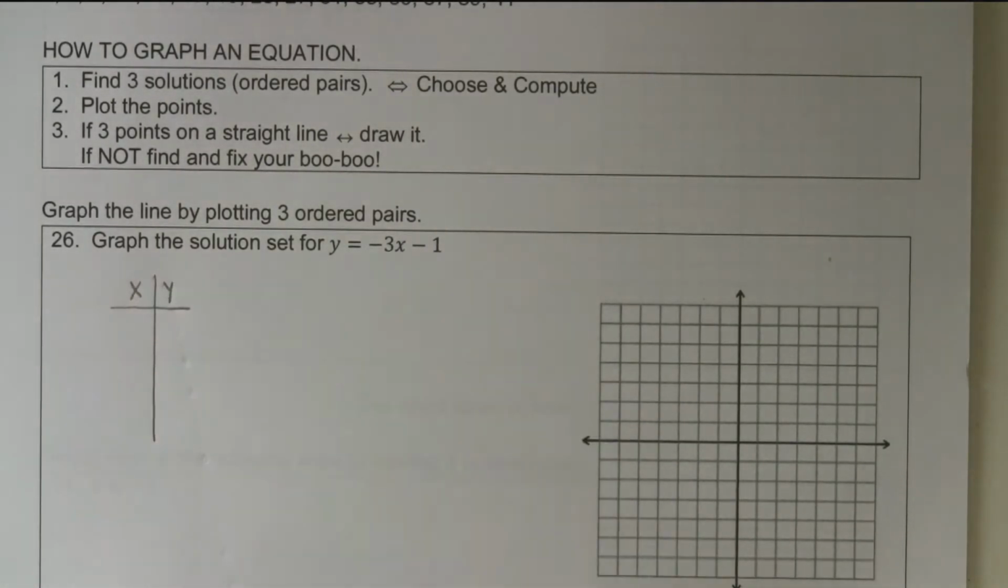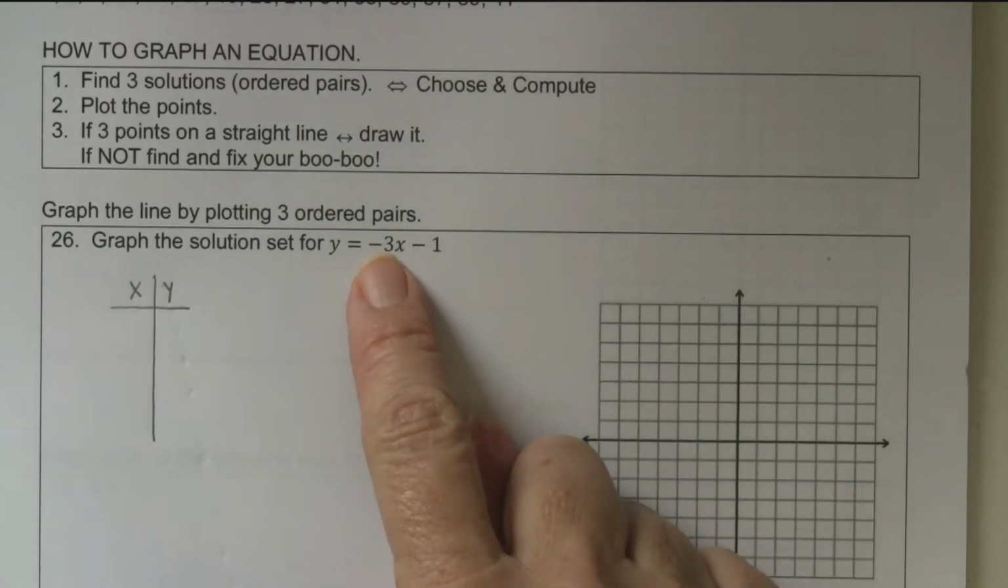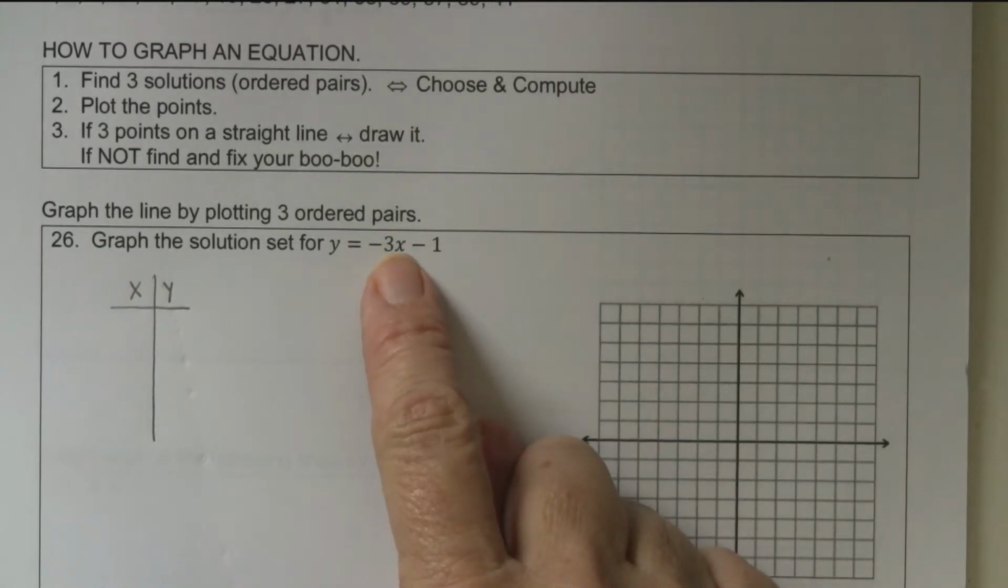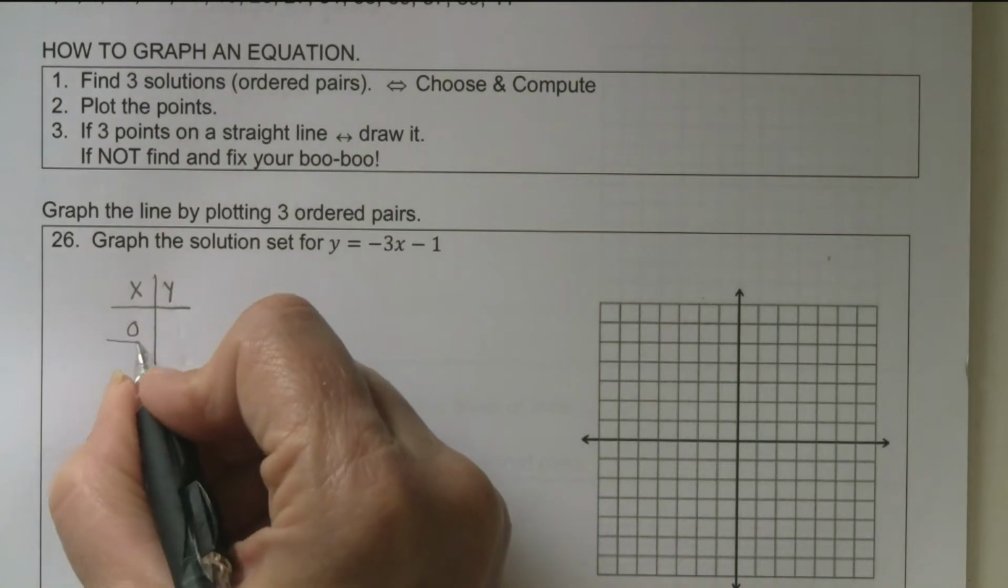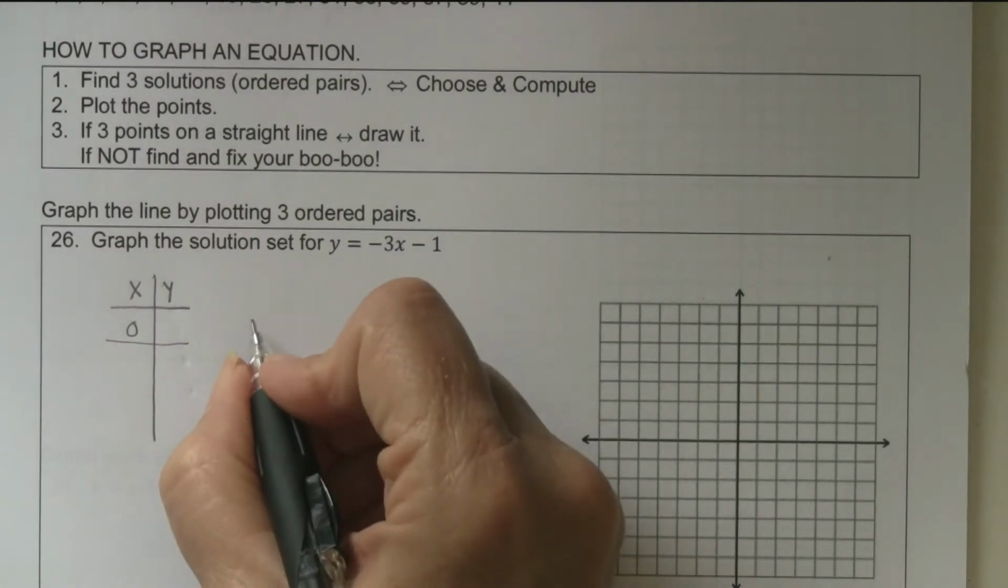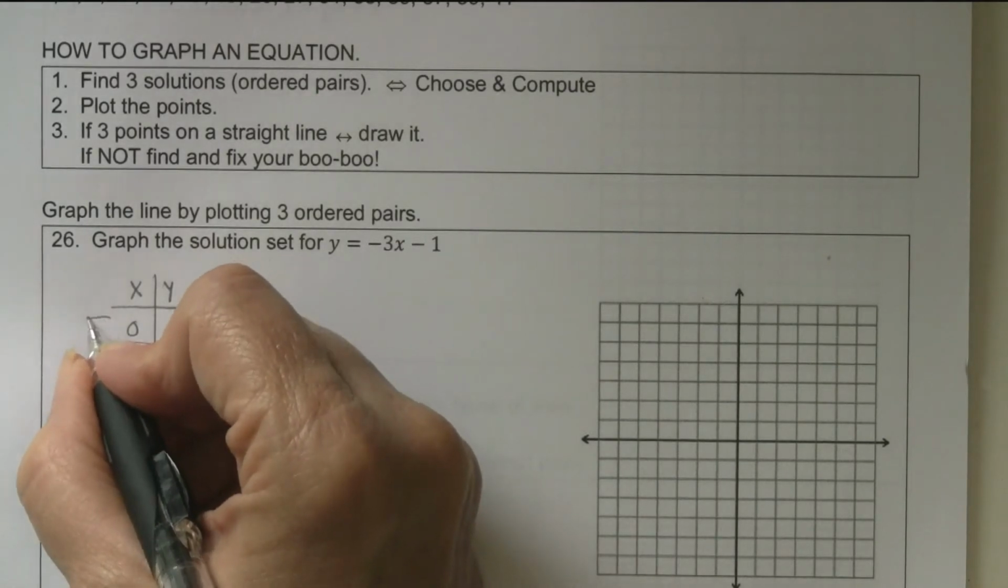my solutions in an input-output table, some people call them, or an XY table. That's good as well. This equation is really easy since it's solved for y, if you choose x's. And so my favorite x to choose by far is x is 0, because that's good on my arithmetic. And so this was my choose.